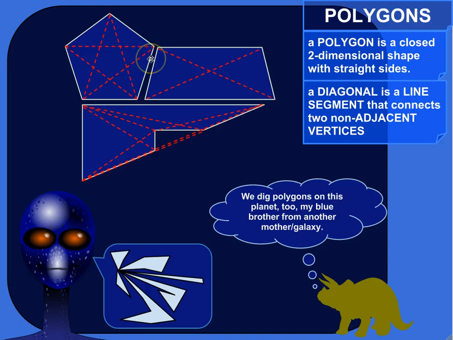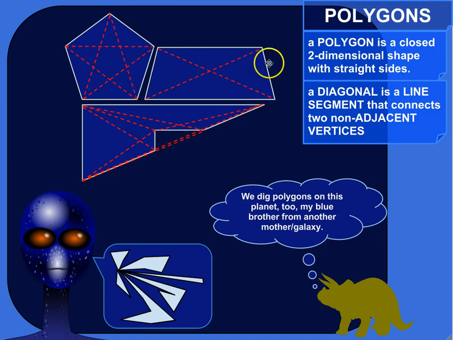And adjacent vertices are ones that are next to each other. So this vertex and this vertex are adjacent, but this vertex and this vertex are not adjacent. So whatever is the vertex that's the next one over in either direction, that's the adjacent vertex. So if we're looking at this vertex, here's an adjacent vertex and here's an adjacent vertex, but this is not adjacent and this is not adjacent to that. So the diagonals of a polygon are just lines that connect the non-adjacent vertices.